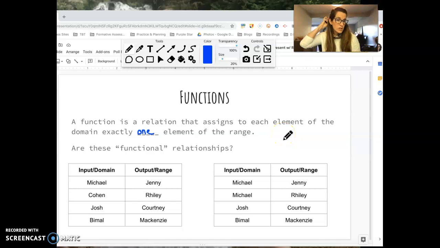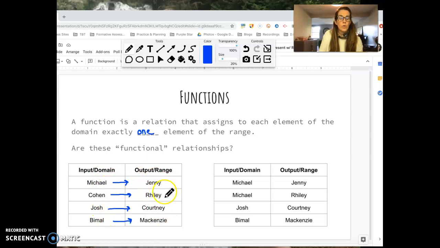Are these functional relationships? So if we're thinking about taking a friend to a dance or dating relationships, right? A functional relationship would be where each person on the input is only dating one person on the output. Each domain goes to only one range. Okay, so this would be an example of a function or functional relationships. Versus here we've got Michael, who is dating both Jenny and Riley. And that's a problem.